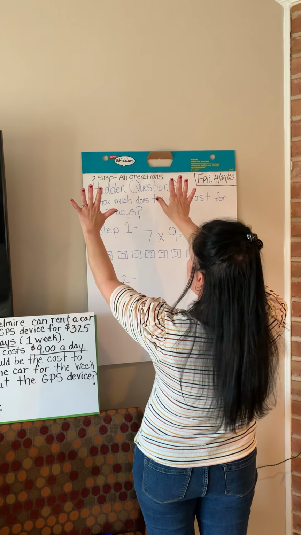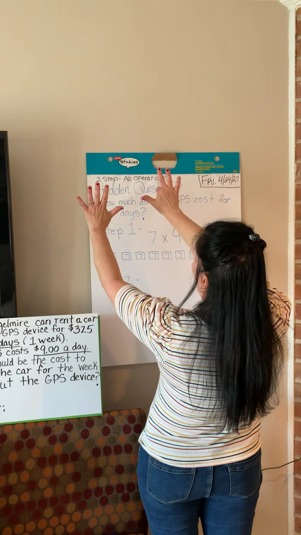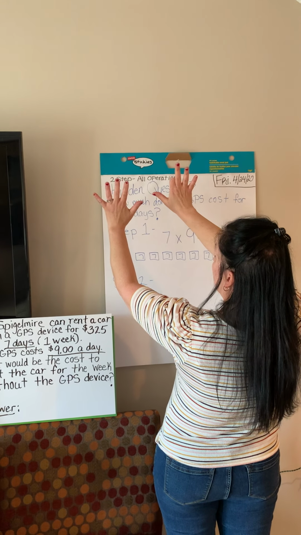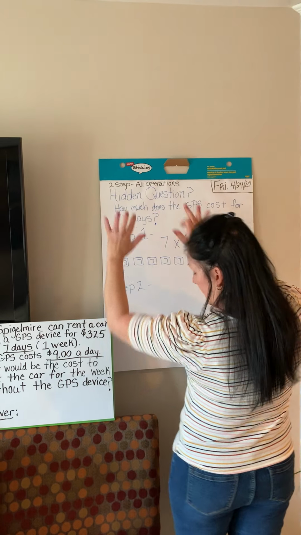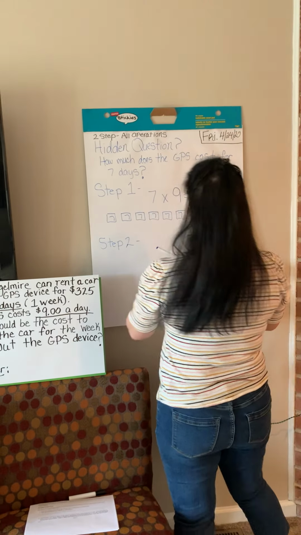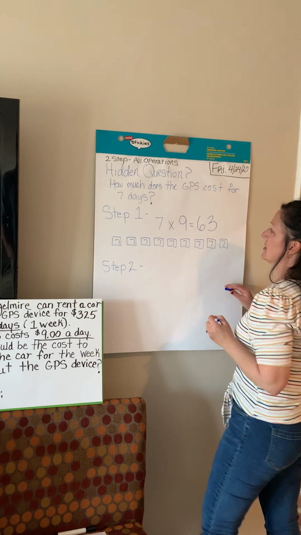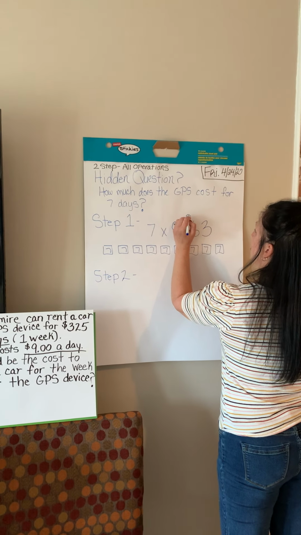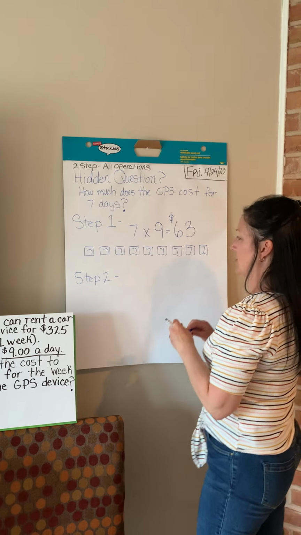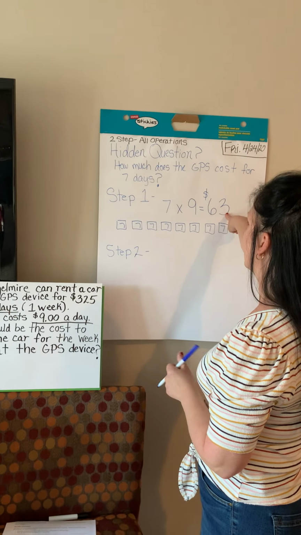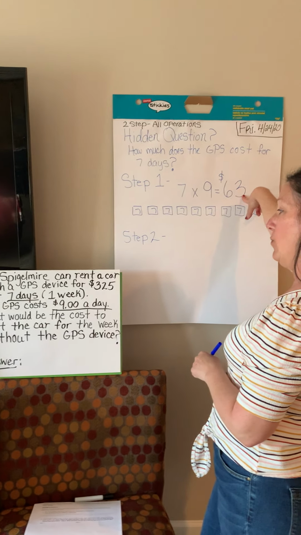Okay, 7 times 9. I put down my 7th finger. These are the 10s, 60. These are the 1s. So 7 times 9 is 63. Okay, so we know that the GPS alone costs $63. So what is our next step? We're going to use this $63 and do something with it.